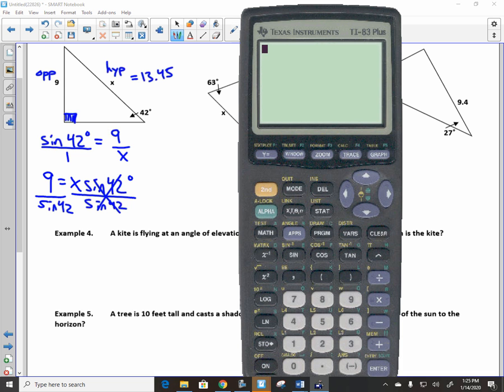Okay, so can we talk about exactly what was done, because I would encourage some people to do that. If you take the sine of 42, you get 0.6691. So you do 9 divided by 0.6691. So 9 divided by 0.6691, I get 13.45. You okay with that?